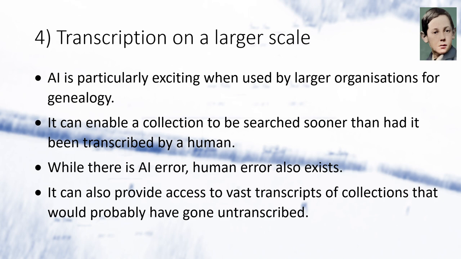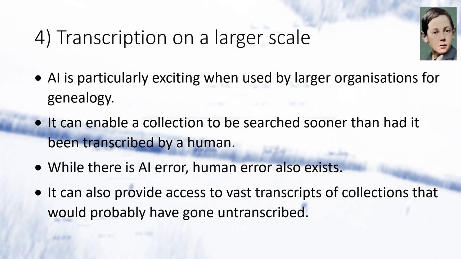As I said before, while there is AI error, human error also exists in these transcriptions. It just means you can search these quicker, and obviously over time they do get checked and verified. Users can submit corrections as well, as has always been the case with human transcriptions as well.